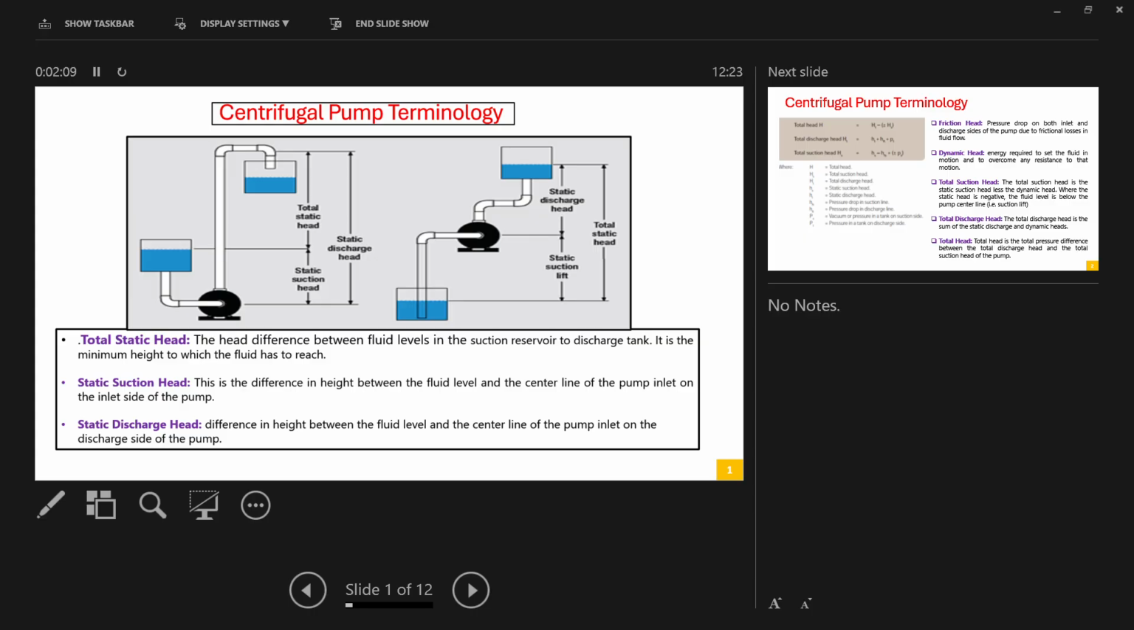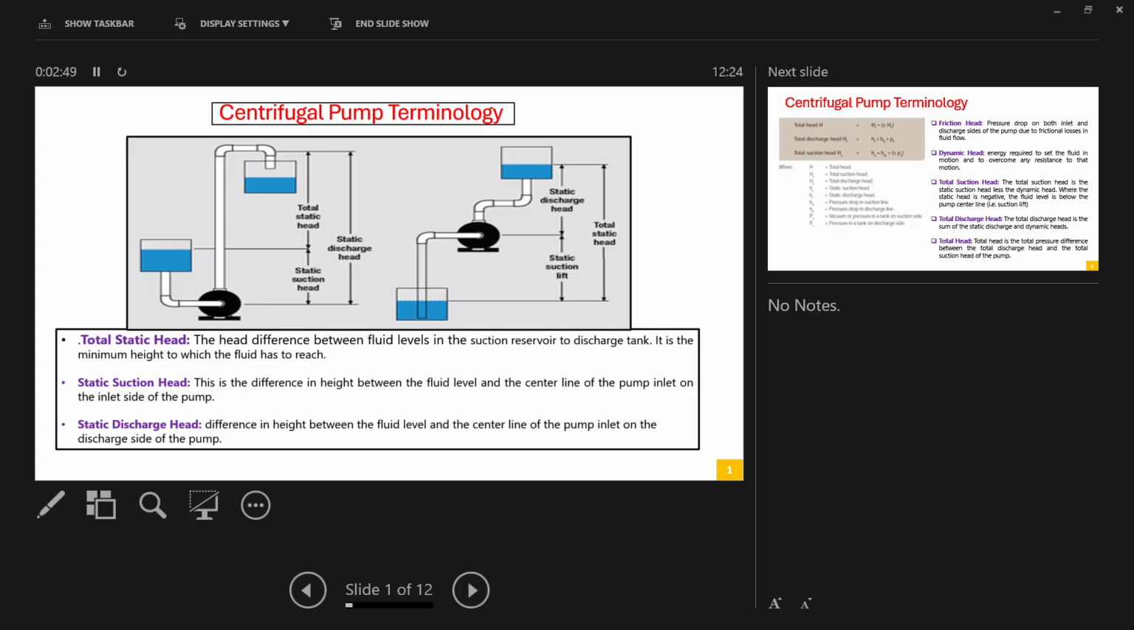Similarly, static discharge head is the distance or elevation difference between the pump discharge pipeline up to the pump center line. So this distance is called the static discharge head. And what is total static head? That is the difference between the elevation of the top of the pipeline and the overhead tank level. That is called total static head.